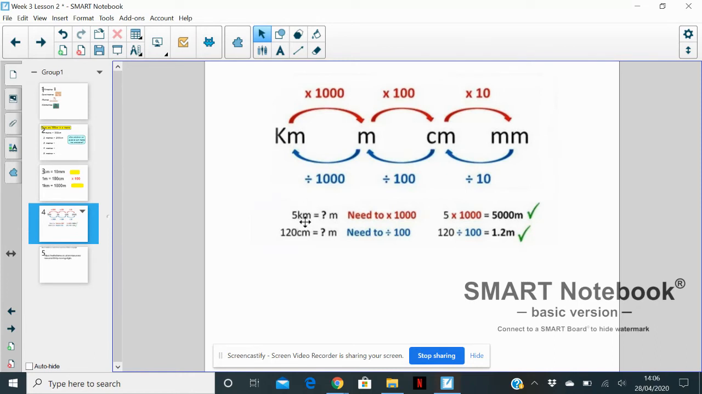So for example, if we had 5 kilometres and we want to know how many metres that is, kilometres to metres, we need to multiply by 1,000. 5 multiplied by 1,000 is 5,000. So it'd be 5,000 metres.